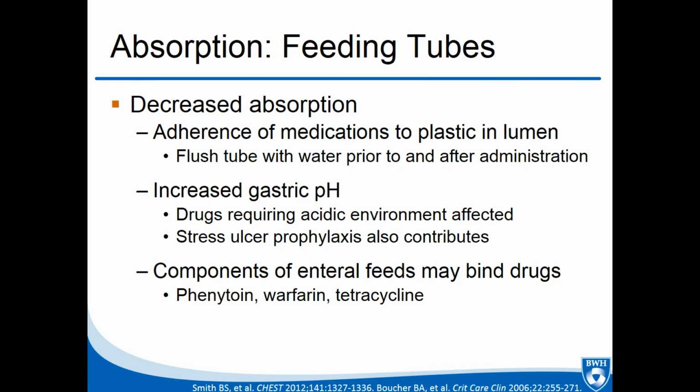Increased gastric pH is another issue, and there are some drugs that require an acidic environment to be absorbed. They're not necessarily the most common drugs that we use, but drugs like itraconazole will require an acidic environment to be absorbed, and if patients are on stress ulcer prophylaxis that raises their gastric pH above 4, it might not allow the medication to be absorbed.